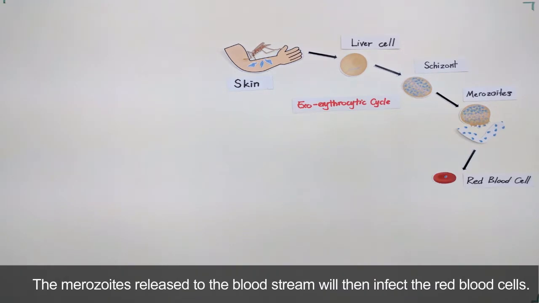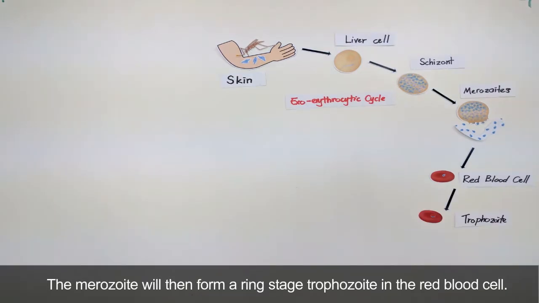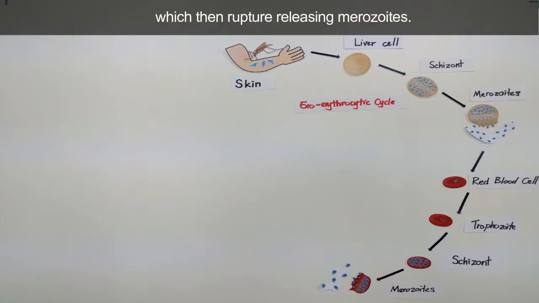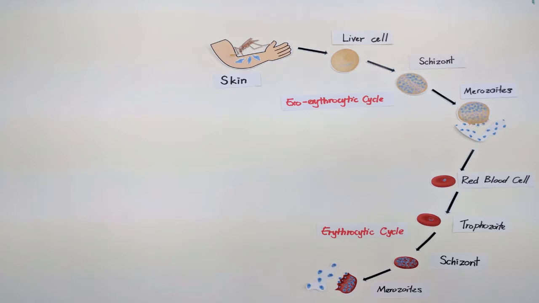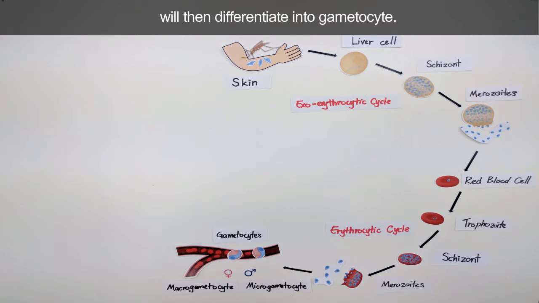The merozoites released into the bloodstream will then infect the red blood cells. The merozoite will then form a ring-stage trophozoite in the red blood cell. The ring-stage trophozoite matures into a schizont, which then ruptures, releasing merozoites. The whole process of parasite maturation in red blood cells is known as the erythrocytic cycle. Some parasites present in the bloodstream, the merozoites, will then differentiate into gametocytes.